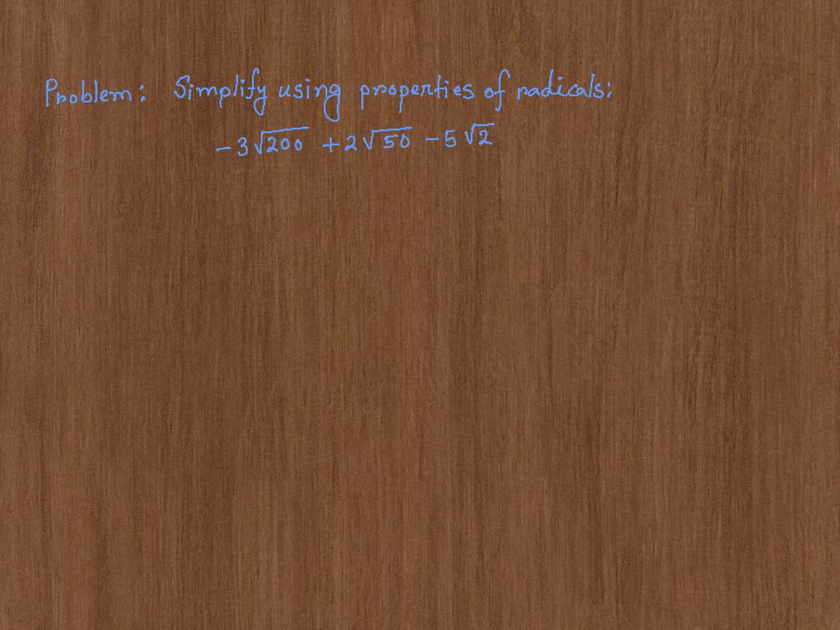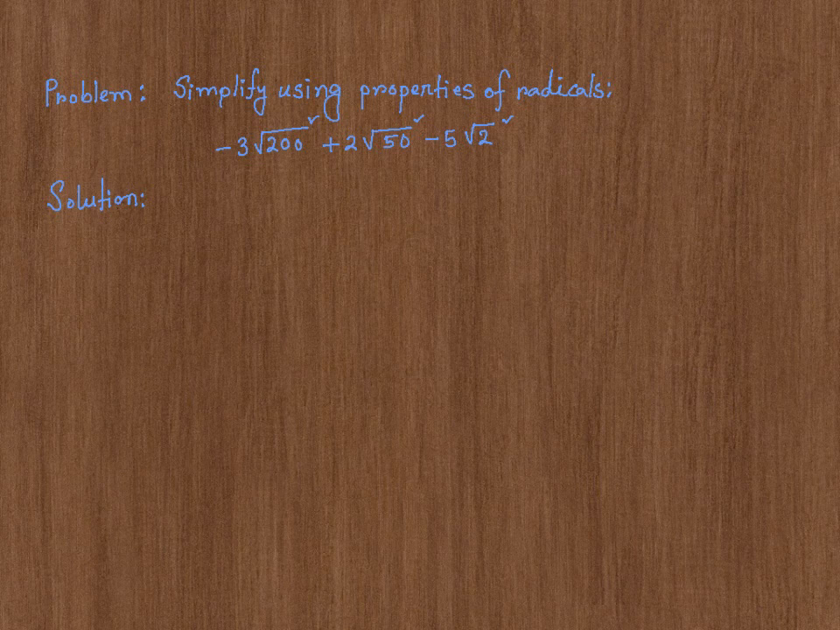In this video, I am going to simplify this radical expression using the properties of radicals. By looking at the problem, we notice that there are no like terms, which means that we don't have radicals with the exact same radicals in each term of this given expression. Like I have square root of 2 here, there are no other square root of 2. I have square root of 50 here, there are no other square root of 50s. Or I have square root of 200 here, there is no other square root of 200.